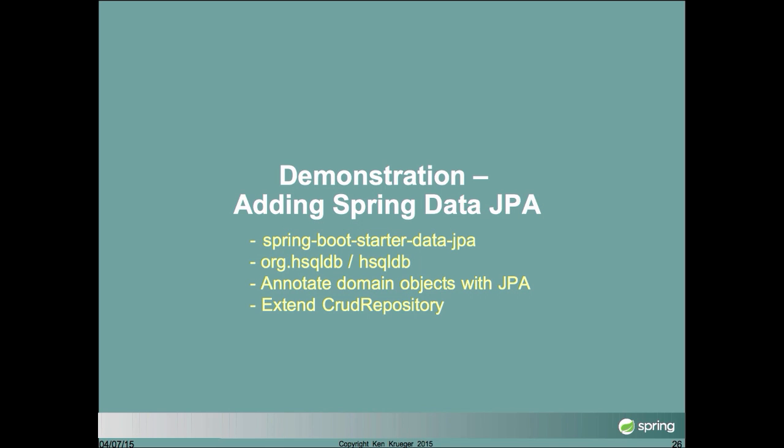So let me go ahead and give you a demonstration about adding Spring Data JPA to our little project here. What I'm going to do is I'm going to add the starter, Spring Boot Starter Data JPA. I'm going to add a dependency for HSQLDB to serve as my database. HSQLDB is in memory. Then I'm going to annotate my domain objects with some JPA annotations. And then I'm going to create what's called a CRUD repository.